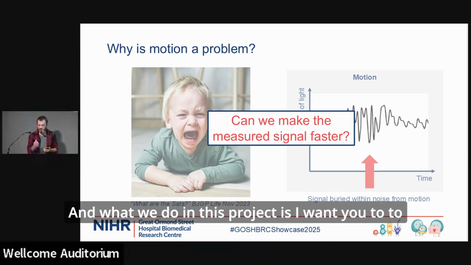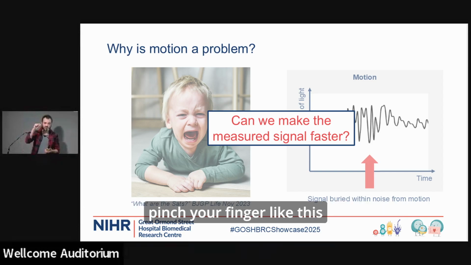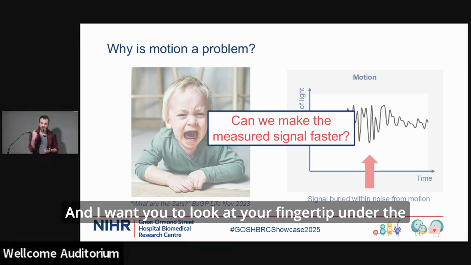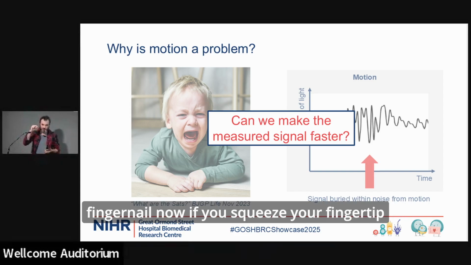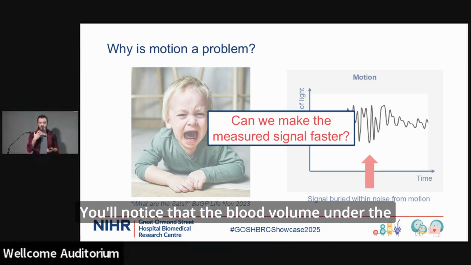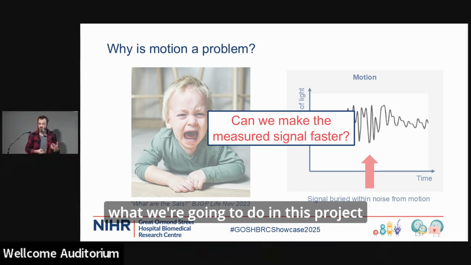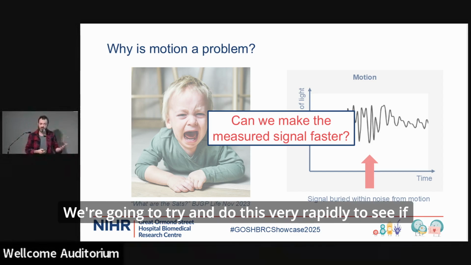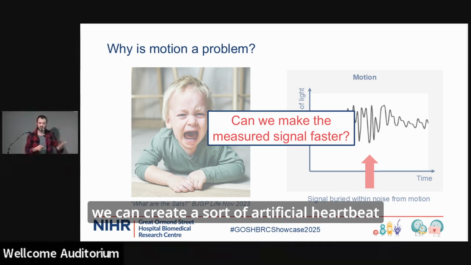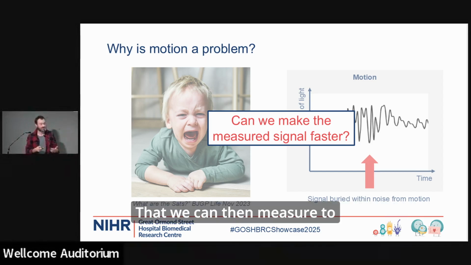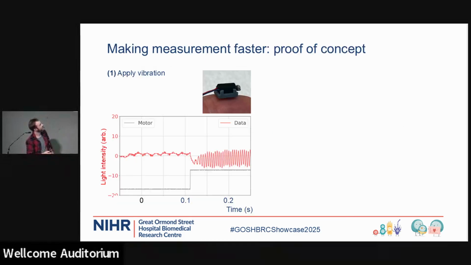What we do in this project is, I want you to pinch your finger like this, and look at your fingertip under the fingernail. Now, if you squeeze your fingertip, you'll notice that the blood volume under the fingernail changes. This is what we're going to do in this project. We're going to try and do this very rapidly to see if we can create a sort of artificial heartbeat that we can then measure to determine properties of the blood.